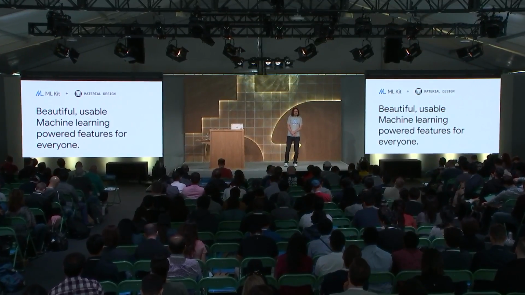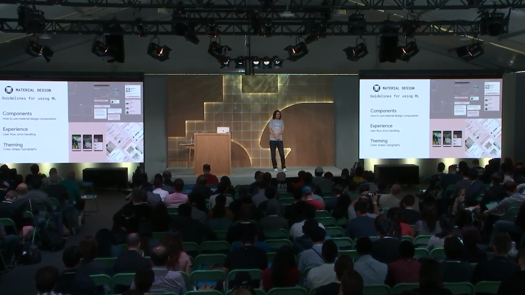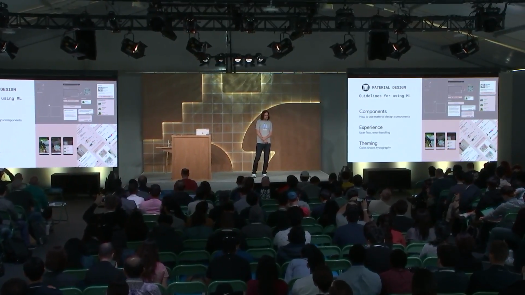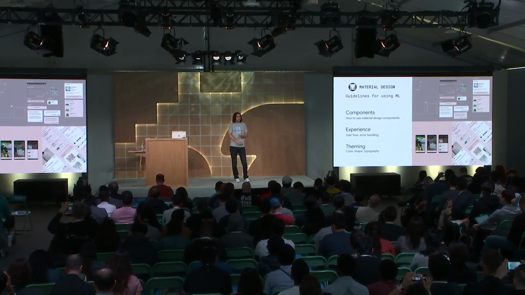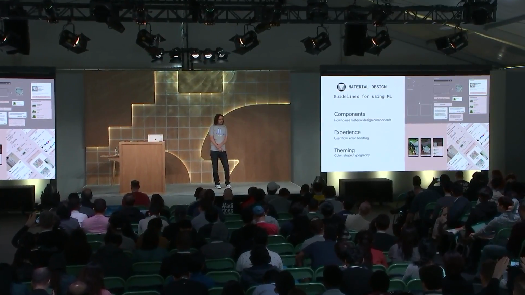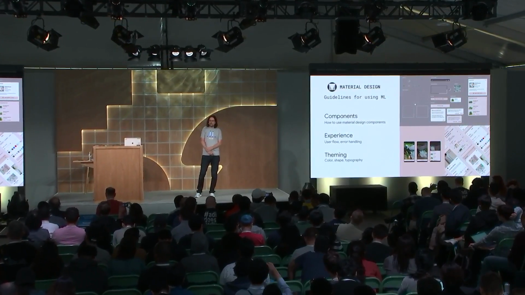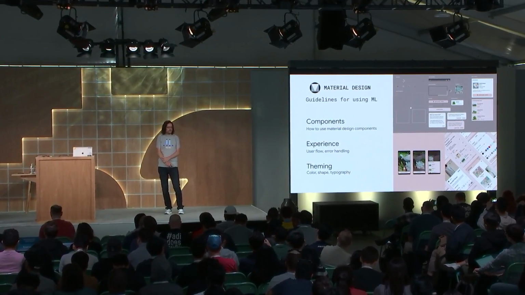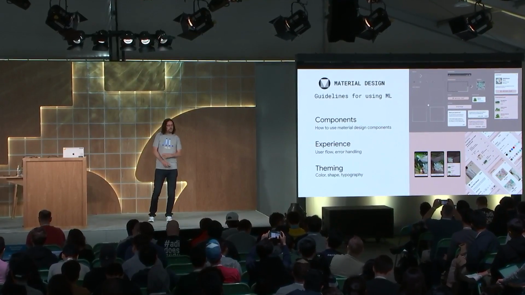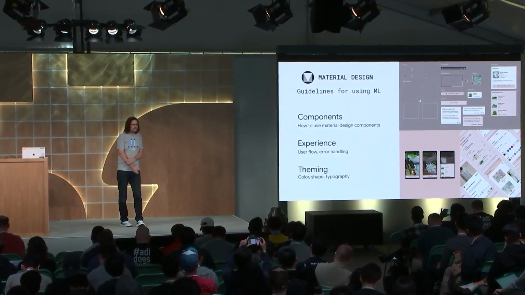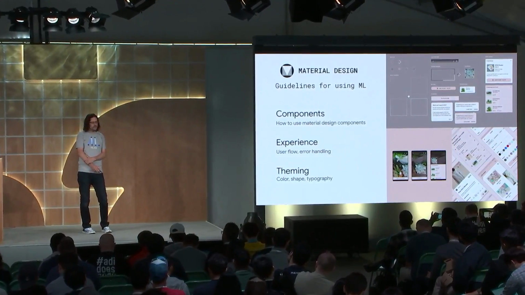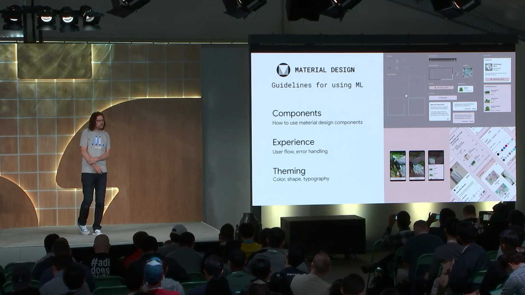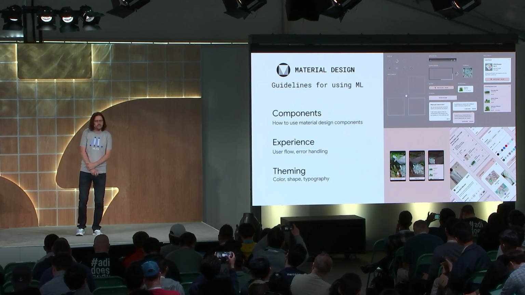As part of this collaboration, we have launched some extensions to the Material Design guidelines. These guidelines can be found on the material.io website. There we provide guidance on how to use Material Design components to build experiences like visual search or barcode scanning. We assist you with building a flow that helps you tackle challenges that only come up when you integrate ML. And we also help you with theming, to use color, shape, and typography to ensure that your brand identity is represented in the app, but you still get a great user experience.